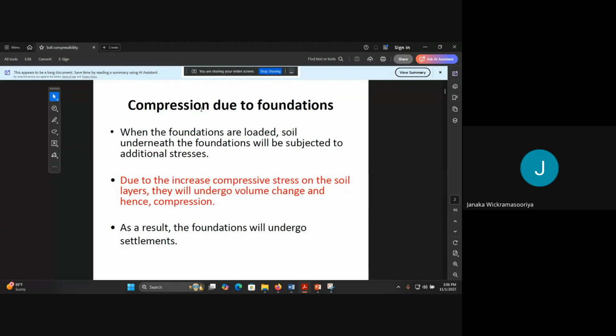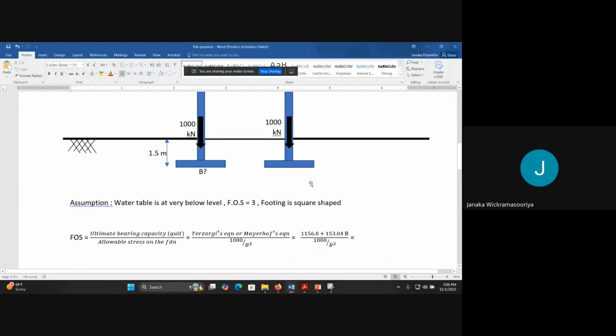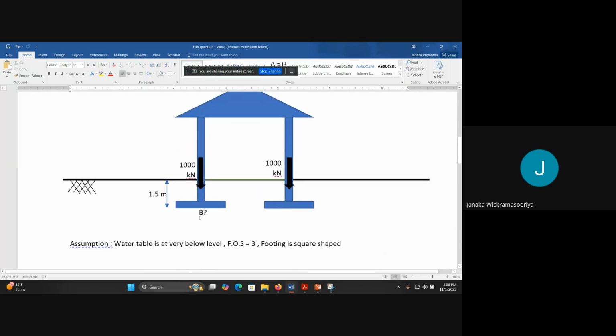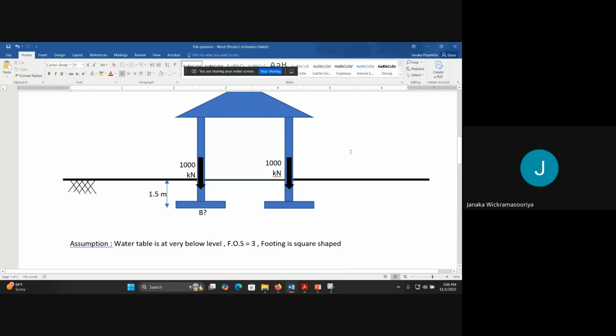So the next one is the compression due to foundations. That means when the foundations are loaded, soil underneath the foundations will be subjected to additional stresses. That means, as you have seen here, when it is loaded, the soil underneath these foundations will get stressed. I will upload this one also. Right, okay, I will upload them later.